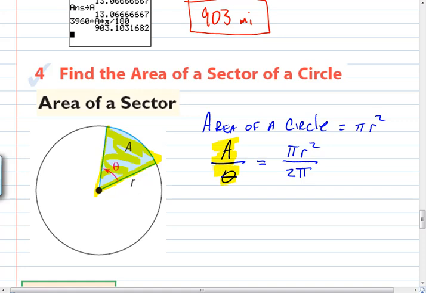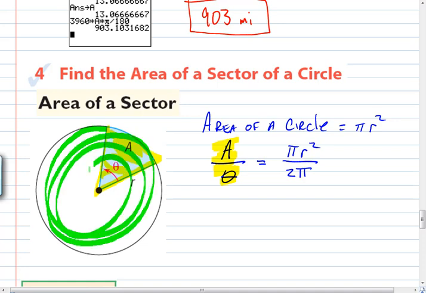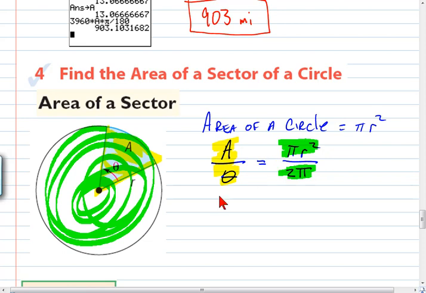If I look at the entire circle, there's the area of the entire circle, and we know that it's pi r squared. And we know the angle that cuts out the entire circle is 2 pi radians. So now we can cross multiply this and solve for A, and we're going to get 2 pi times A equals pi r squared theta. Now what would I do to solve for A? Divide both sides by 2 pi.